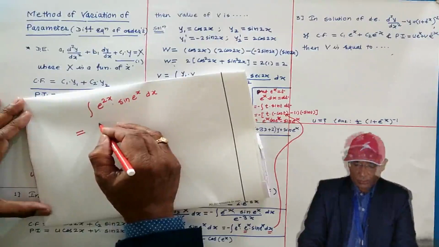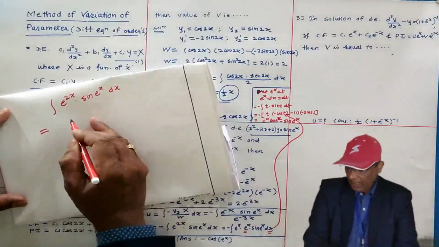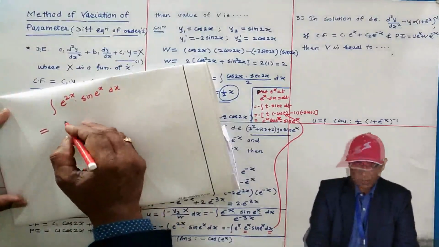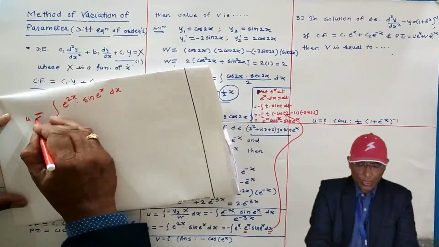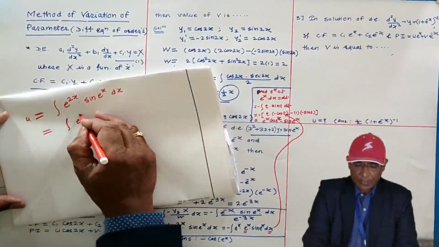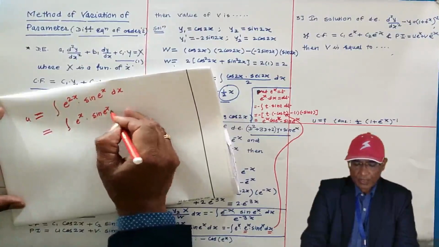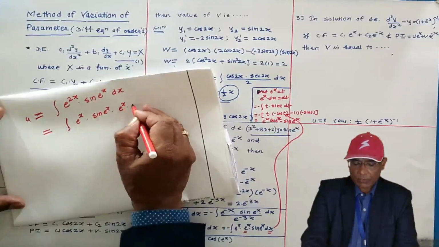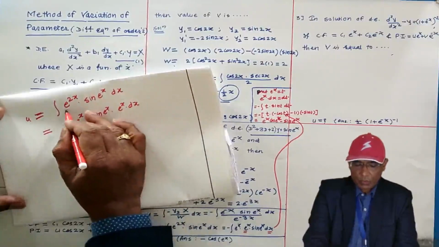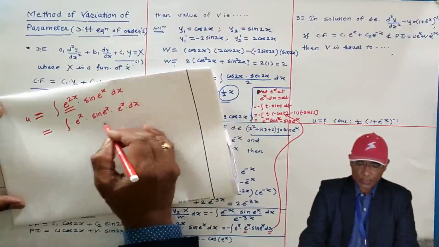Now this integral I am going to consider here separately and I am going to solve this integral. Okay, this is u. U I am going to solve separately. This e raised to power 2x can be written as e raised to power x sine e to the power x and e to the power x again. What did I do here? E raised to power 2x I have split in this way. E raised to x into e raised to x is e raised to 2x.